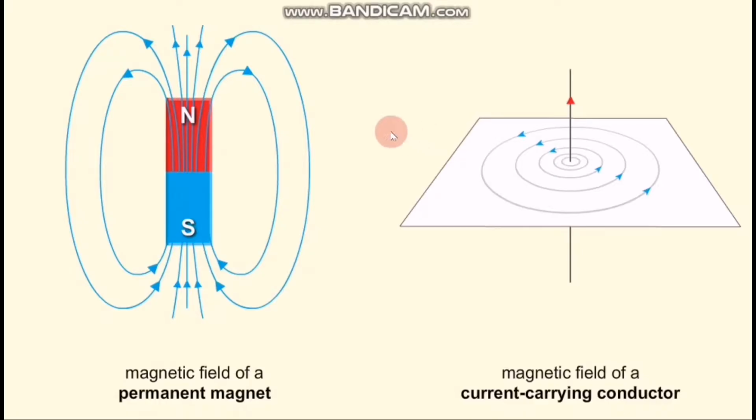In the first lesson on electromagnetism, we learned how a permanent magnet and a current-carrying conductor such as a straight wire, a coil or a solenoid produce a magnetic field around them.